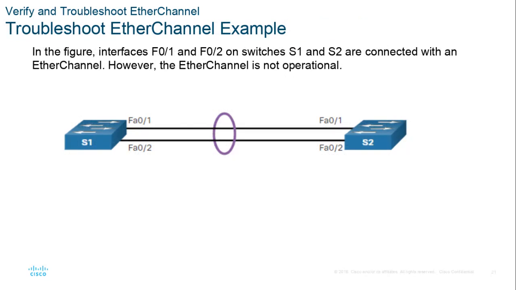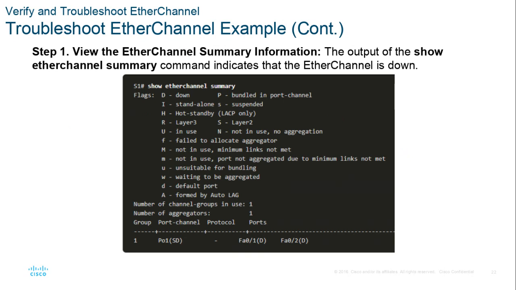Okay, so here we have port 1 to port 1 of each switch, port 2 to port 2 of each switch, and the EtherChannel is not working properly. What the heck is going on here? Show etherchannel shows us that, ooh, it's down. The EtherChannel's down. It's not working properly. Oh dear.